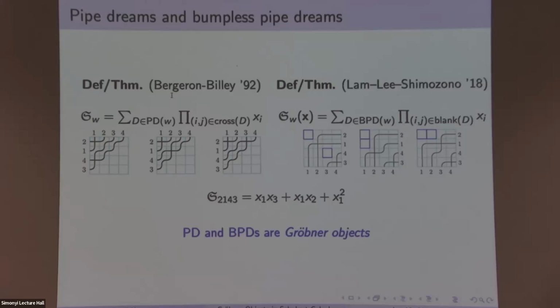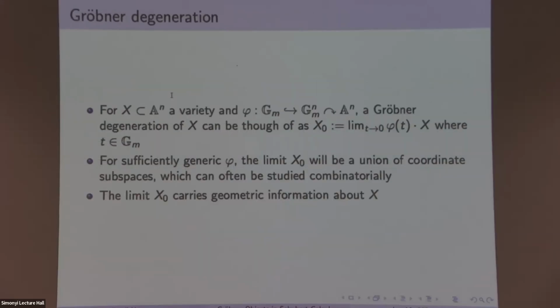And the point that I would like to stress is that these pipe dreams and bumpless pipe dreams are not just combinatorial, there's geometry behind them. These are what I call Gröbner objects. So I'll say a word about what that means.